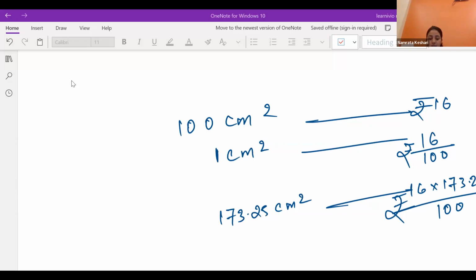Let's discuss the next question. Will you be able to do it, everyone? Yes or no? Ma'am, 27.27. You have 27.72. You are also getting the same, Rayan? Yes, ma'am. Okay, 27.72, this is the answer. Let's proceed.